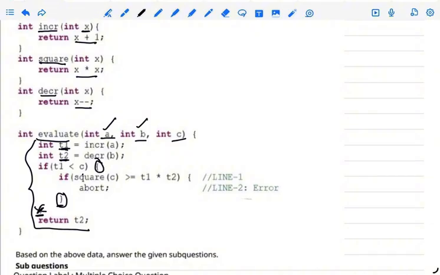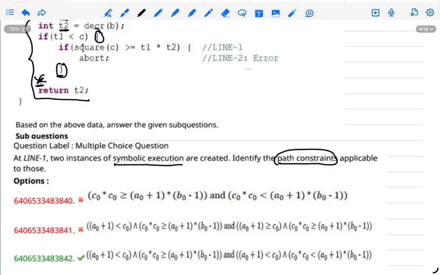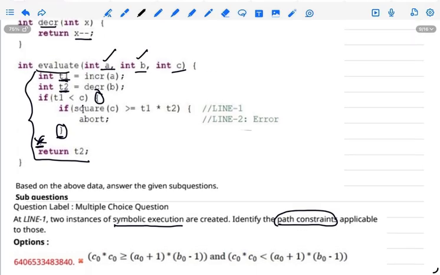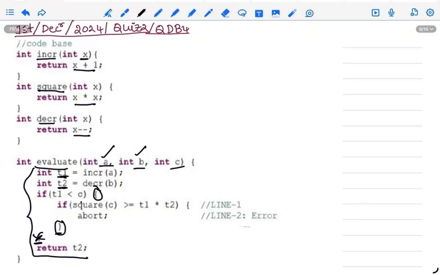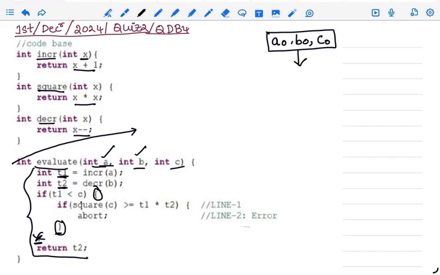In the options, they are considering the initial values a0, b0, c0, not a, b, c. So in the flowchart also we use a0, b0, c0. That is easy. First, initialization of the variables: int a, b, c, that is a0, b0 and c0. We start here, and we write here a0, b0 and c0. First we come here, to this code evaluate.